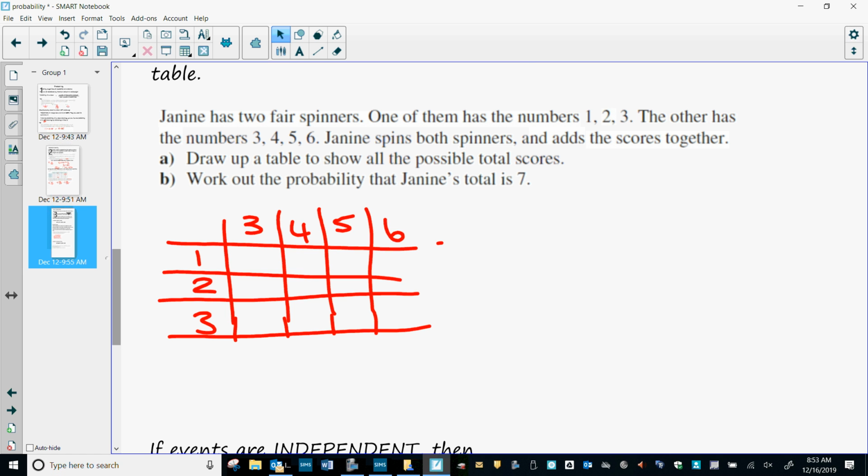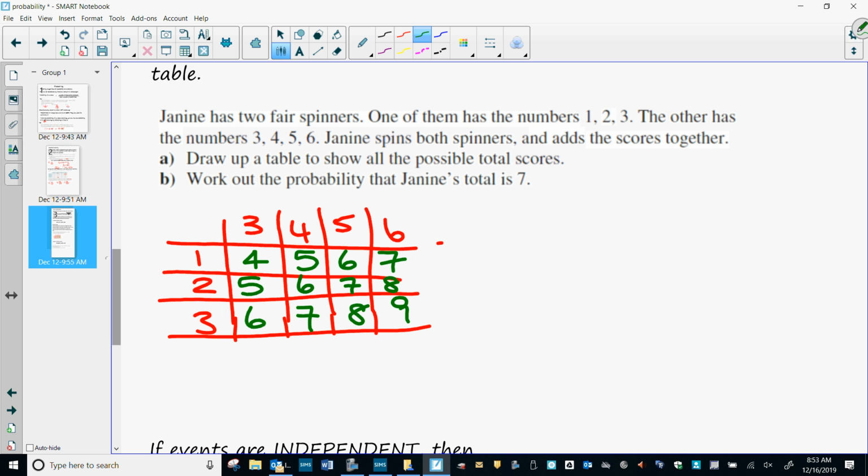So I'm going to put in this box here 4, because 3 and 1 is 4. 5, 6, 7. 5, 6, 7, 8. 6, 7, 8, 9. And I'm putting those numbers in because this question says that we're adding the scores together. Sometimes they'll have one part of the question adding, one part multiplying. So in those cases, you may want to consider just writing or summarising the scores that they've got, or having two separate tables, either works.